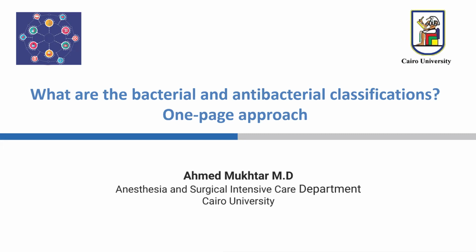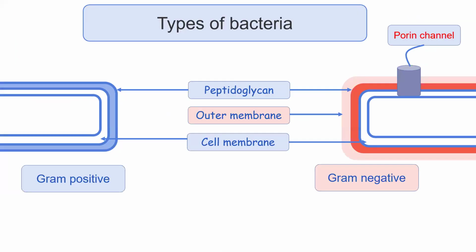Bismillahirrahmanirrahim. In this lecture, we'll discuss how we can classify the bacteria and the antibiotics in a one-page approach. To start, we have some differences between the gram-positive and the gram-negative bacteria. The gram-positive bacteria appear in blue color, while the gram-negative bacteria appear in pink color in the gram stain. And this is because the outer membrane of the gram-negative takes the stain of pink or red color.